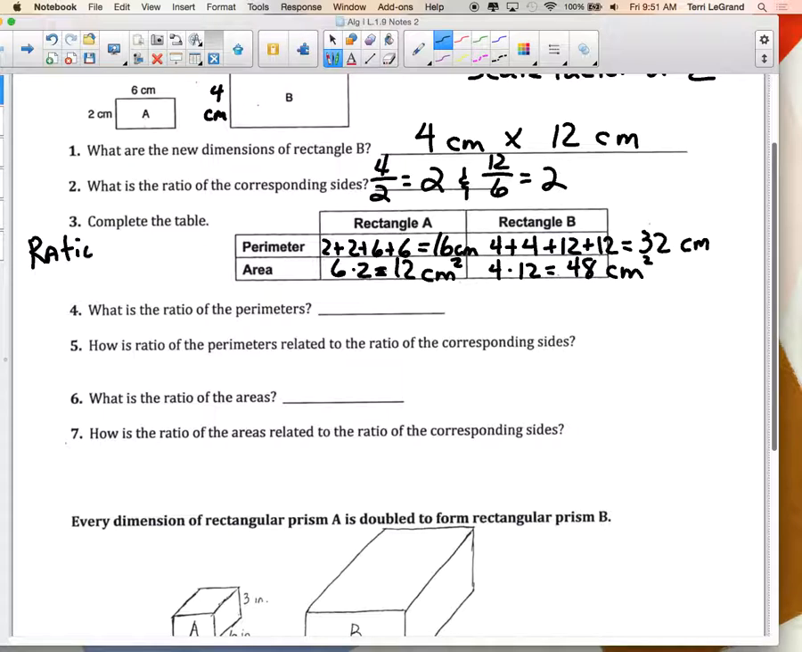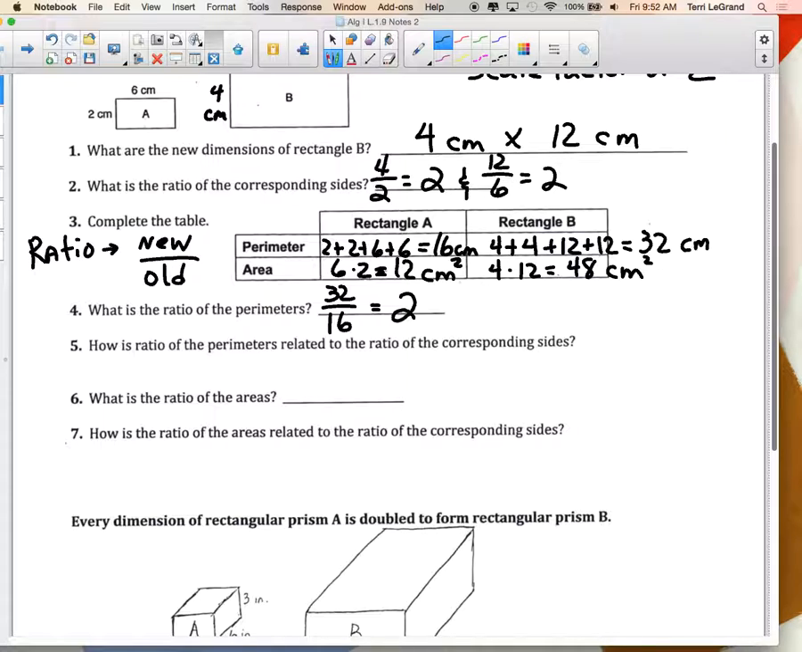We want new over old. Okay? New over old. So we want the 32 over what was it before we applied the scale factor? 16. And what does 32 over 16 divide out to? 2. Okay? So there's no label on this. We're comparing their perimeters. We're saying, what's the ratio of the perimeters? Well, the ratio of the perimeters is 2.